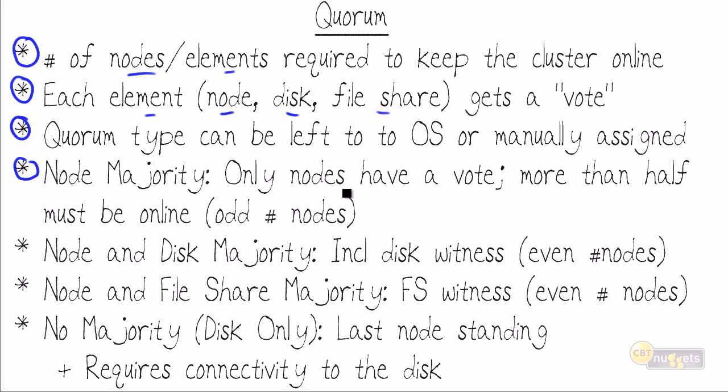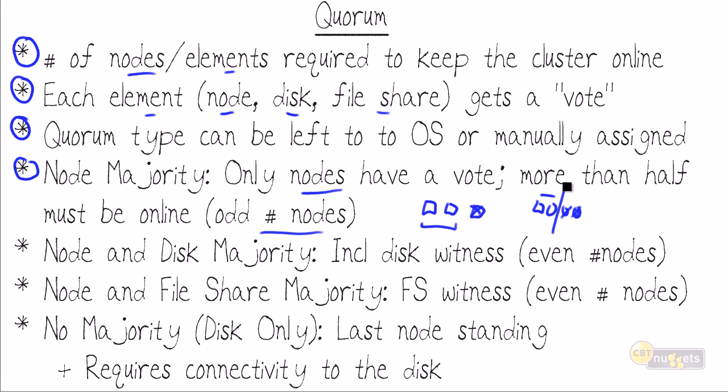Node majority means that only your cluster nodes have a vote in quorum, and if you have more than half voting yes, we're online, the cluster continues. Now this is what we use and what Windows will select if you have an odd number of nodes. So let's say you have a 3-node cluster. Windows would set this to node majority because with the loss of one node, we still have 2 out of 3 online, you see. But what if we have 4 nodes? If we lose 2 nodes, are we online or offline?